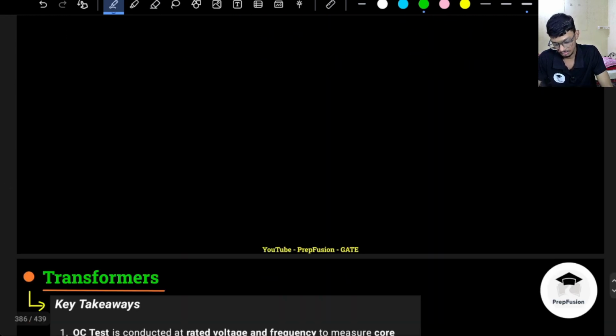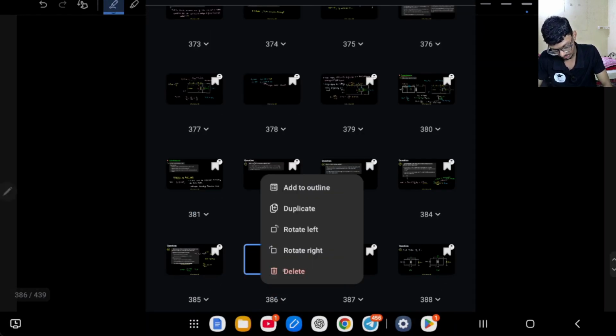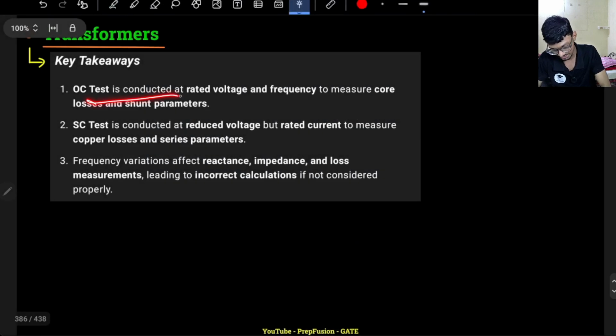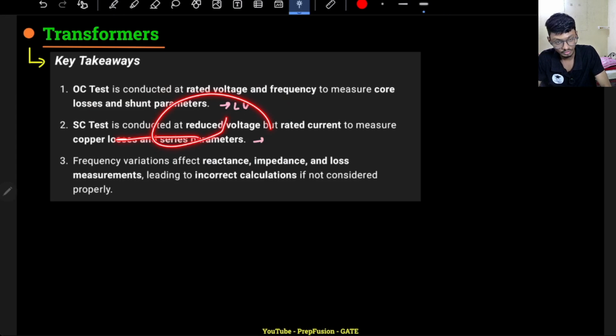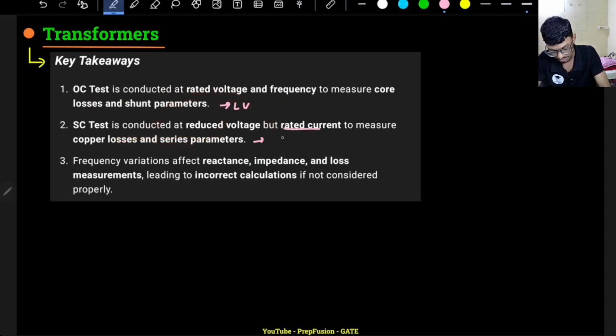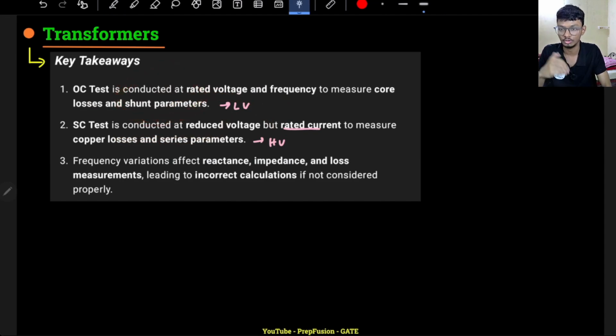So that was about the different kinds of tests. The open circuit test is conducted at rated voltage and frequency, and it is generally performed on the low voltage winding. The short circuit test is conducted at reduced voltage but rated current to measure copper loss, and it is performed on the high voltage winding. The open circuit test is used to measure the shunt parameters, while the copper loss component parameters are called series parameters. Frequency variations affect reactance, impedance and loss measurements, leading to inaccurate calculation. So it is always good to perform the test at the rated frequency.